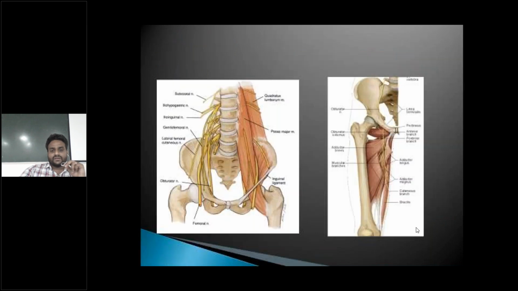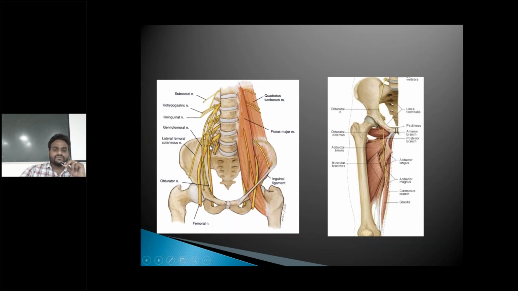Next, in this picture we can see the course. With the arrow I'm showing the obturator nerve. It passes along the lateral pelvic wall, then enters the obturator canal. Through the obturator canal, finally it reaches the medial compartment of the thigh. In the second picture, we can see the obturator nerve present in between the muscles of the medial compartment of the thigh.